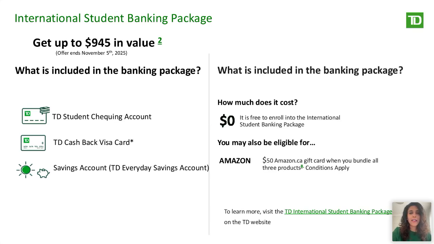In the banking package, the number one thing that stands out to me the most is that it's $0. It's free to enroll in the international student banking package. Plus, it gives you eligibility to get a $50 Amazon gift card when you bundle all three products. Yes, certain conditions apply, but there is a chance to win that Amazon gift card. We have a very good student checking account. At the beginning of the slide, I explained that the checking account is going to be your friend in your day-to-day transactions.